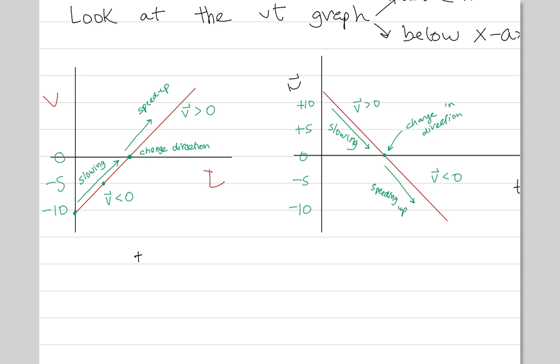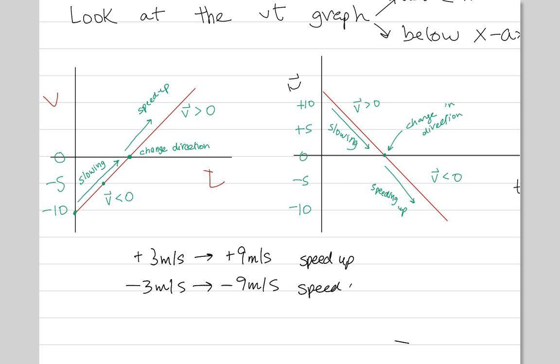So let's just imagine you're going 3 meters per second to the right, and then now you're going 9 meters per second to the right. That's what the positives indicate. What happened? Speed up or speed down? Speed up. What about this one? You're going negative 3 meters per second, and then all of a sudden now you're going negative 9 meters per second. What happened there? Did you speed up again? Yeah, because 3 became 9. Speed up. Okay?